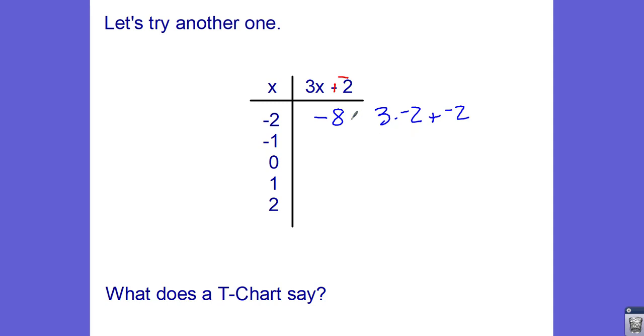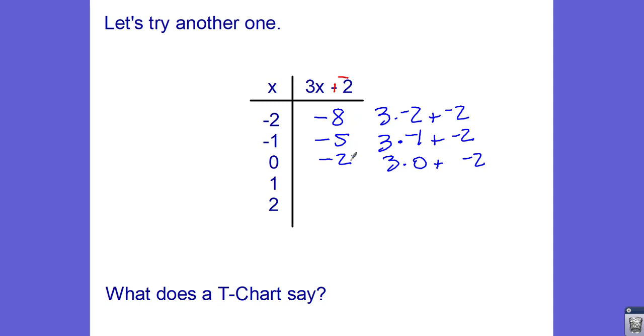Then I go to the next x value. If x is negative 1, then 3x plus negative 2 is what? So 3 times negative 1 plus negative 2. Well, 3 times negative 1 gives me negative 3. And then negative 3 plus negative 2 gives me a negative 5. Then the next one, our x value is 0. So 3 times 0 plus negative 2. Well, 3 times 0 is 0, plus negative 2 gives me negative 2.